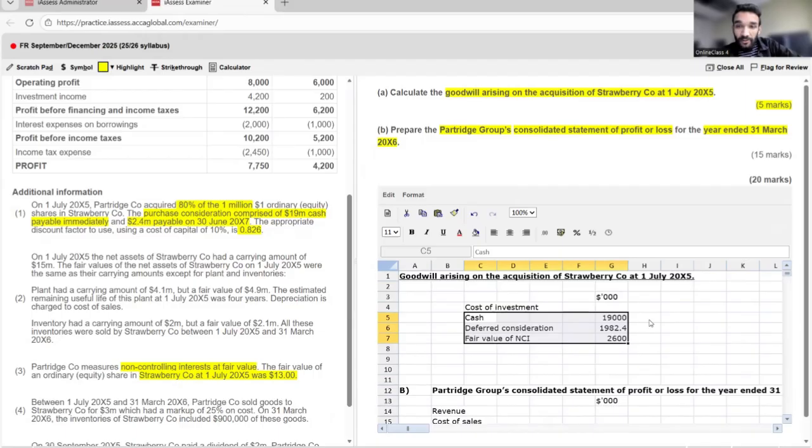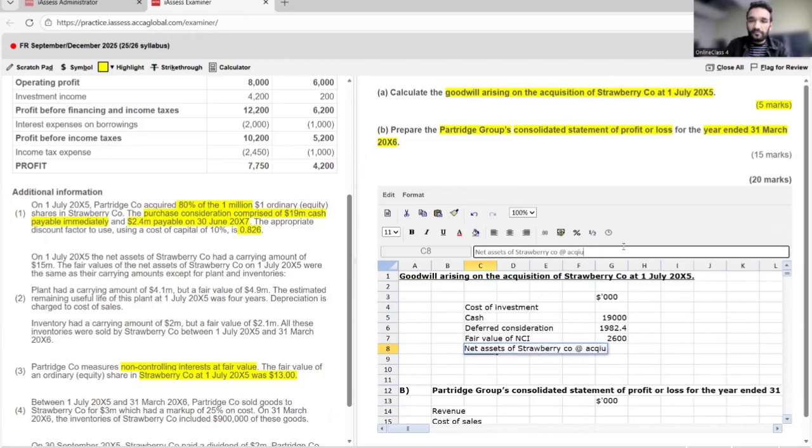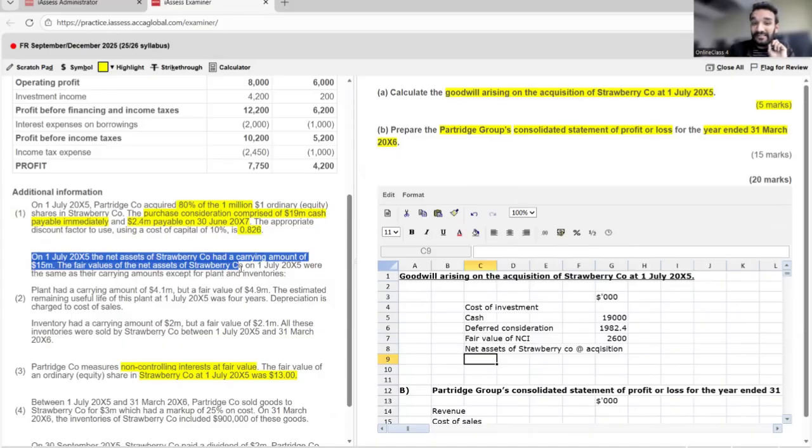Now, in order to calculate the goodwill at acquisition, we need the net assets of the subsidiary, which is here Strawberry Co. Net assets of Strawberry Co. at acquisition. You can write full as well, it's up to you, in order to just show this. Sorry for the spelling. Okay. So now what are their net assets at acquisition? We'll get the details from this specific note regarding their net assets.